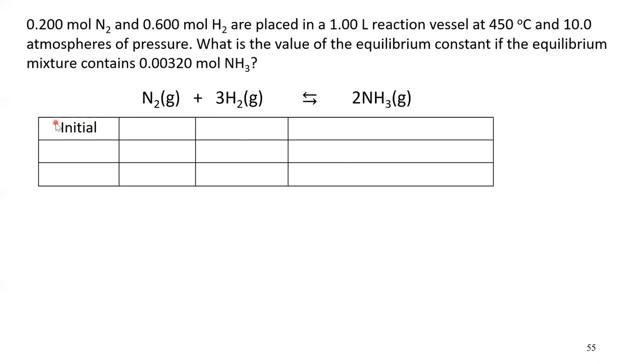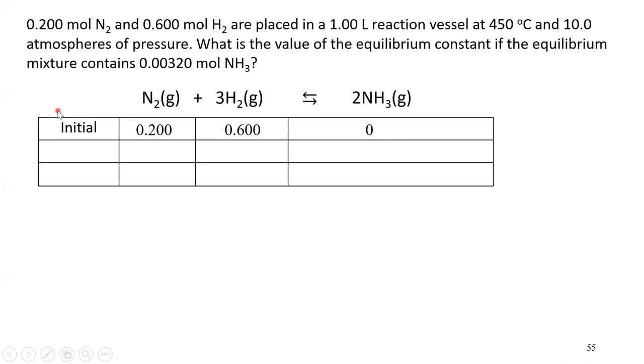So in our ICE chart, I stands for initial. So in this case, the initial concentration of nitrogen was 0.200 moles in a 1 liter container. So 0.200. Hydrogen is 0.600 moles in a 1 liter container, but there wasn't any ammonia initially because the reaction hasn't started. And this is our I in our ICE chart.